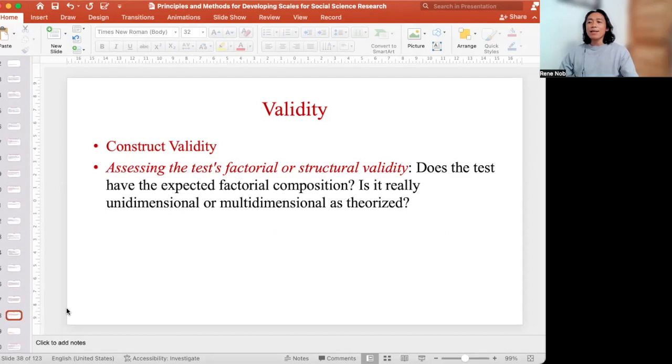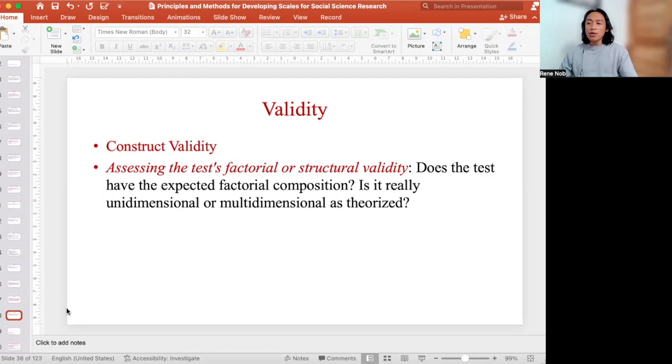And finally, construct validity also means we have to test for the factorial or structural validity. Does the test have the expected factorial composition? Is it really unidimensional or multidimensional as theorized? Some constructs are unidimensional, meaning to say you're only measuring one thing, but some are multidimensional. For example, attitude might have cognitive, affective, and behavioral components.